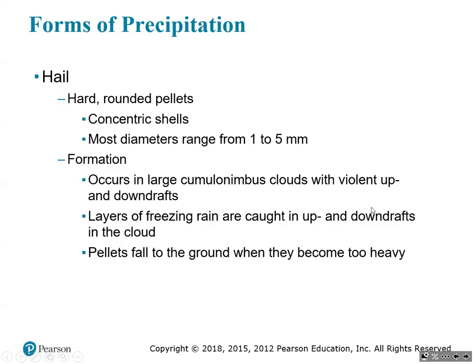Most diameters range from about 1 to 5 millimeters. Most hailstones are little, but they can get quite big. They occur in large cumulonimbus clouds with violent up and down drafts, where layers of freezing rain get caught in up and down drafts in the cloud, and each time something cycles through, it builds a layer on and builds up, and pellets fall to the ground when they become too heavy.